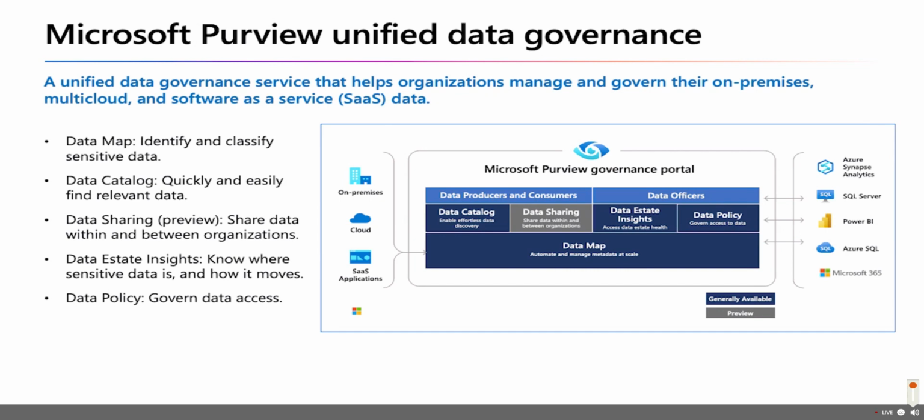We have DataMap. These capture metadata about enterprise data to identify and classify sensitive data. Then, we have Data Catalog, which quickly and easily finds relevant data using a search experience with filters based on various lenses such as glossary terms, classifications, sensitivity label, and more.